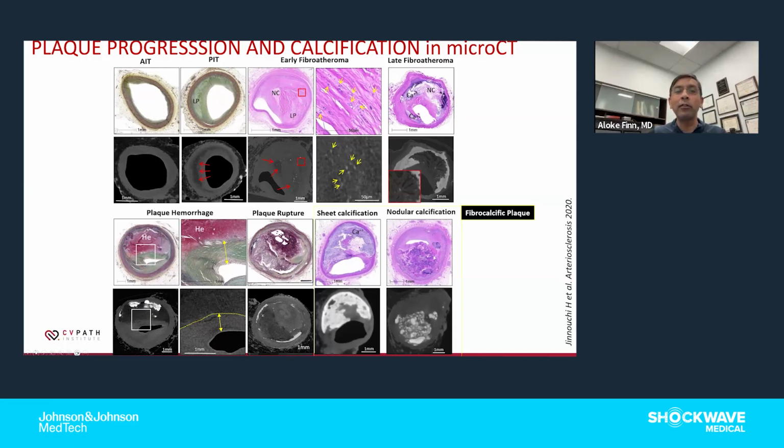And you can see here I've matched histology to actual micro CT. For instance, on the fibroatheroma on the right-hand side, you can see the extent of calcification is shown beautifully in the micro CT, and it matches exactly where the histology is shown. Same with the sheet calcification in the lower panel. You can see how much sheet calcification there is, and micro CT shows beautifully the exact morphology of the sheet calcium itself. Very useful technique.